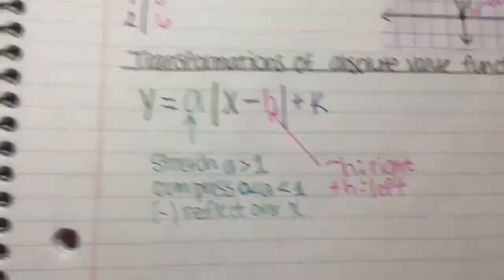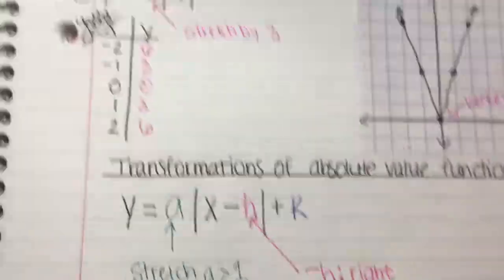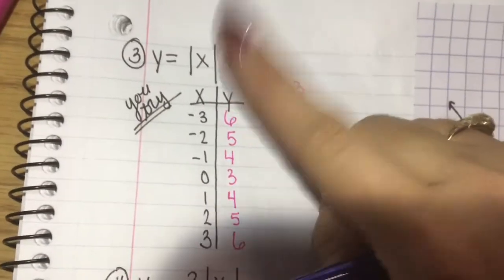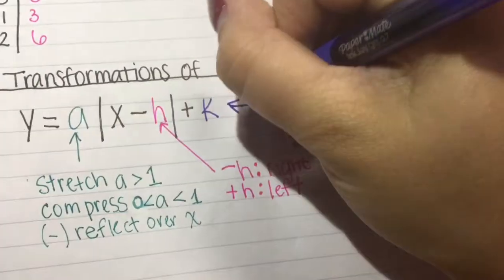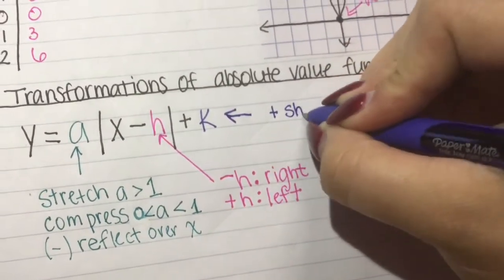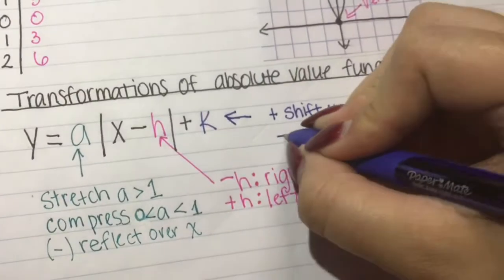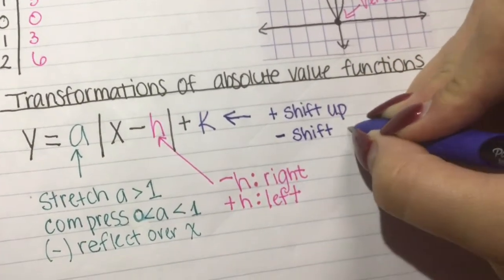The last shift that we're going to look at is this K value here at the end. It is a vertical shift. So this is like in our example number 3. If we have a positive K value, our graph is going to shift up. If we have a negative K value, our graph is going to shift down.